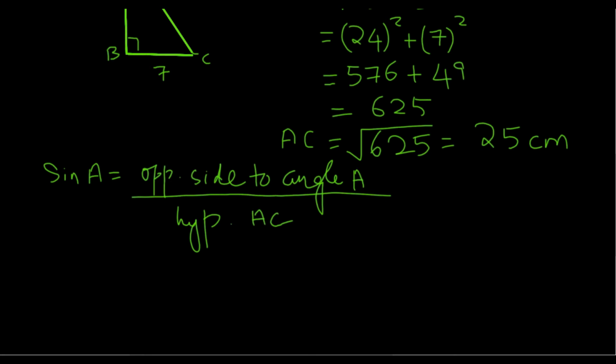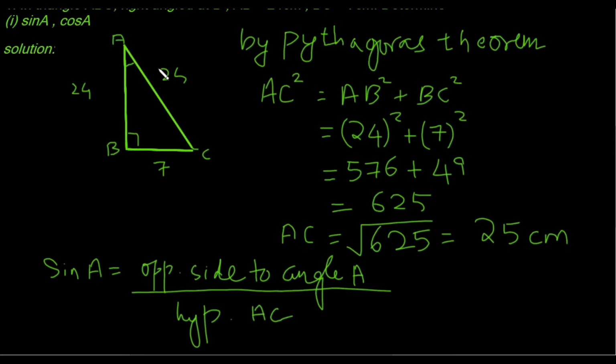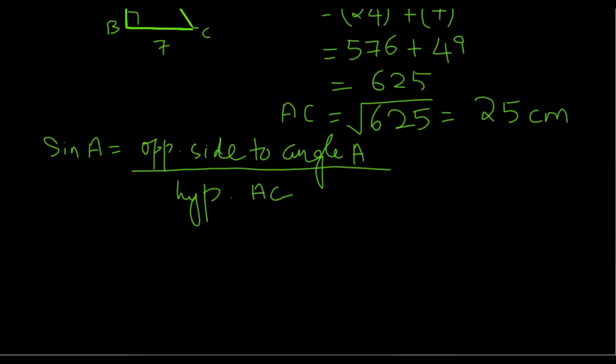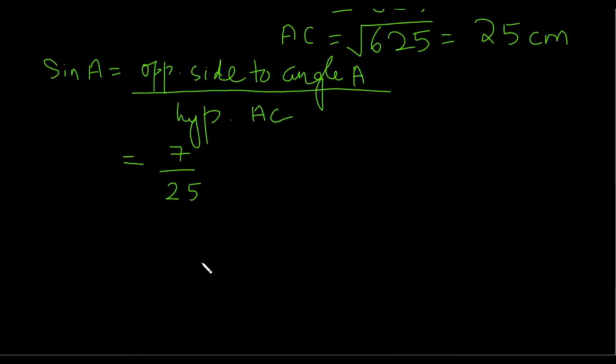The side opposite to angle A is shown in the diagram above, where the side opposite to angle A is BC, which is 7 centimeters. So let's enter the data in our equation. Now that is equal to 7 divided by the hypotenuse side, which is AC, which we have found as 25 centimeters. So this is the answer for sine A.